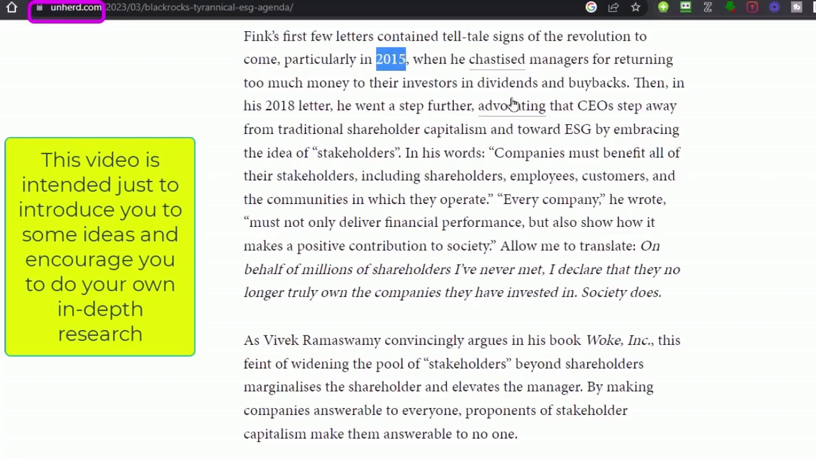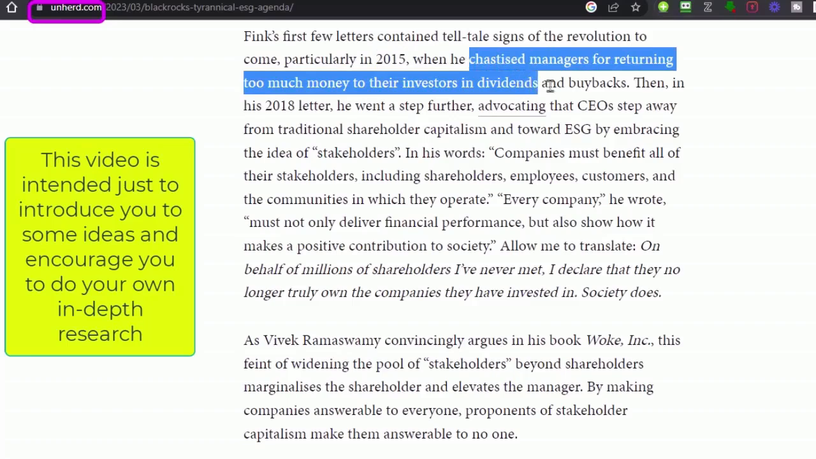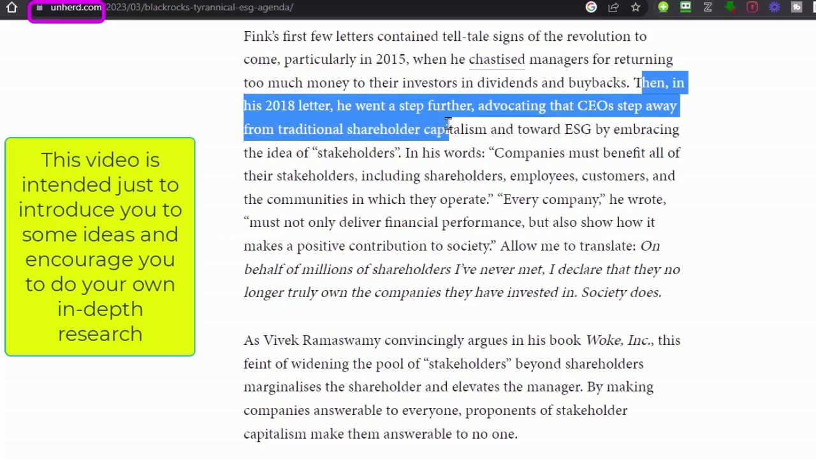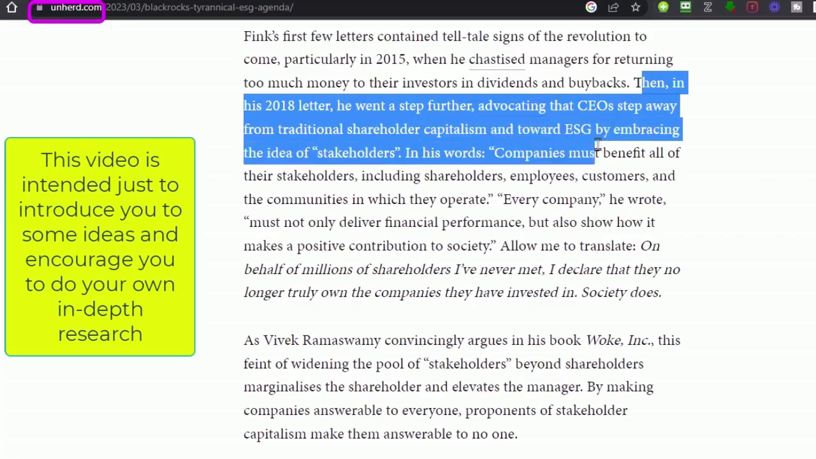Again, Larry Fink, BlackRock, says, chastise managers for returning too much money to their investors in dividends and buybacks. Then, 3 years later, in a 2018 letter, he went a step further, advocating that CEOs step away from traditional shareholder capitalism and toward ESG by embracing the idea of stakeholders. Now, what does that mean? And here's where it gets very, very interesting.